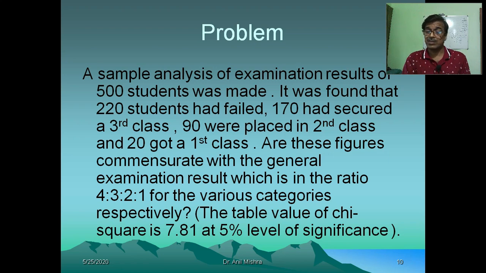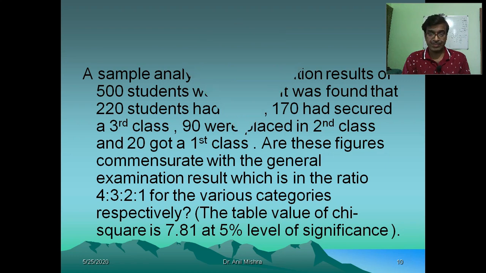And the table value is already given inside the question, 7.81 at the 5% level of significance, with the degrees of freedom being how many? 3, because 4 options are there: failed, first division, second division, third division, right? There are 4 options, that means 3 degrees of freedom, and at 5% level of significance the critical value given to you is 7.81. Now we have to calculate the observed frequencies, expected frequencies and the chi-square value.